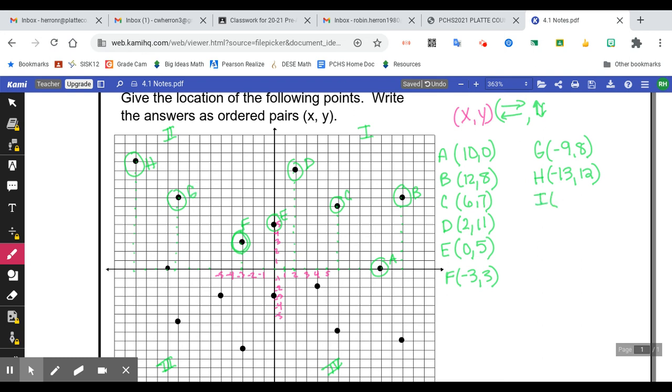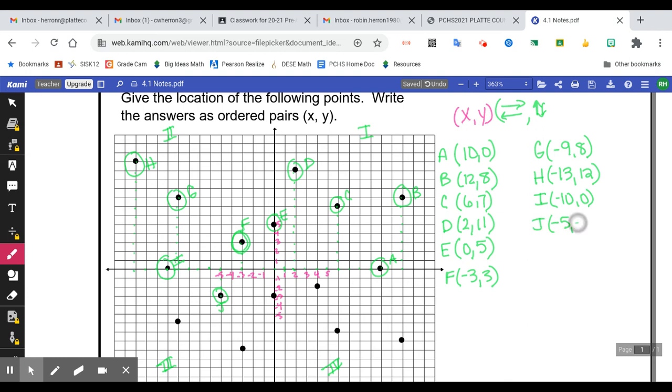Letter I. We're going to grab this guy. So again, 5, 6, this would be 6, 7, 8, 9, 10. -10, and we didn't go up or down. So -10, 0. Okay, this is I. This will be J down here. So we see that it's at -5. And then we're going down this time. So 1, 2, 3. -3.